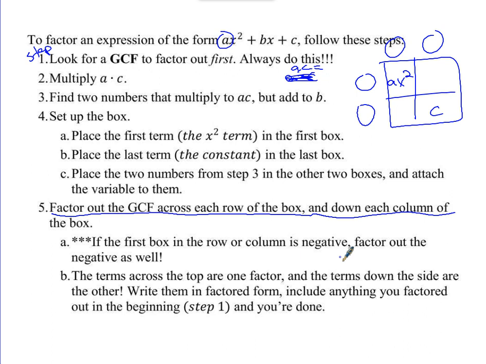If the first box in the row or column is negative, so if this box right here is negative, that would be the first box in that row. This guy is going to be negative.